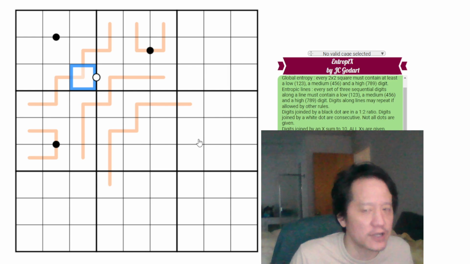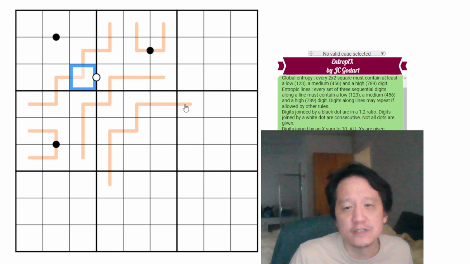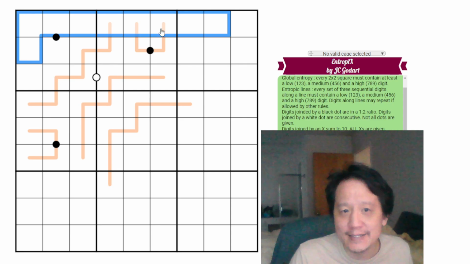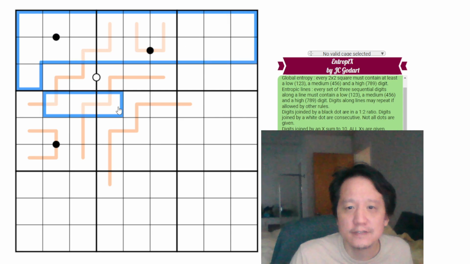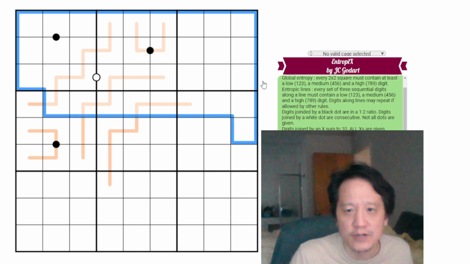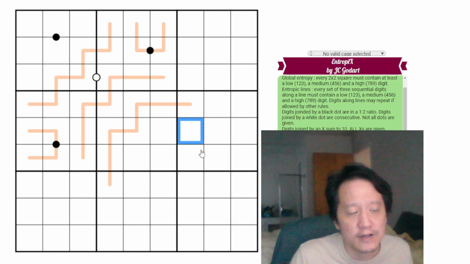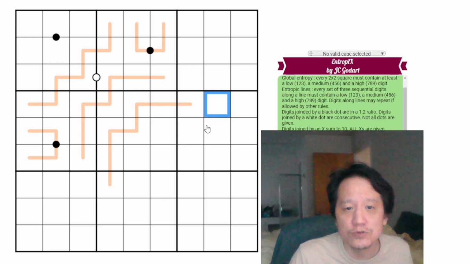All X's are given. This is called a negative constraint. And that means that since there are no X's at all on this puzzle, and it says all X's are given, no 2 cells add up to 10. That's just what a negative constraint is.